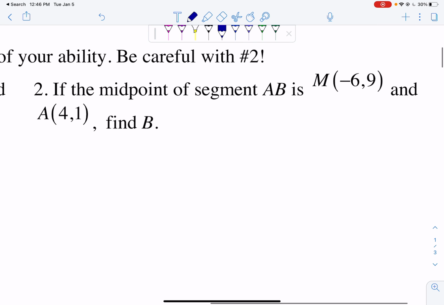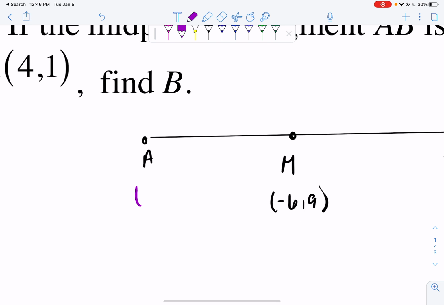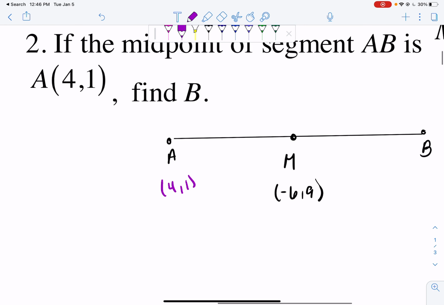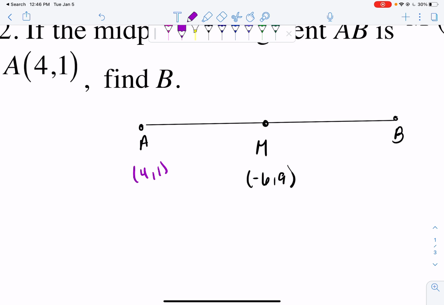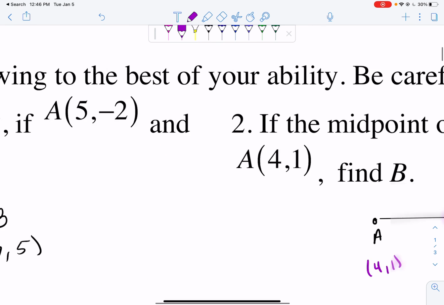Number 2. If the midpoint of segment AB is M (-6, 9), and A is (4, 1), find B. So in this question, we're actually going to go backwards. I'm given my midpoint, M, which is (-6, 9), and I know that A is (4, 1). So what we're going to do is actually a translation. We know that in a midpoint, we have 2 congruent segments. So I know AM is congruent to MB. Over here, this segment is congruent to this segment.